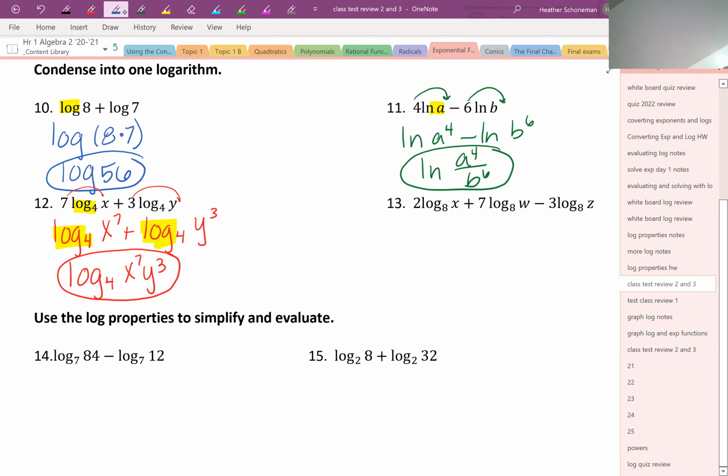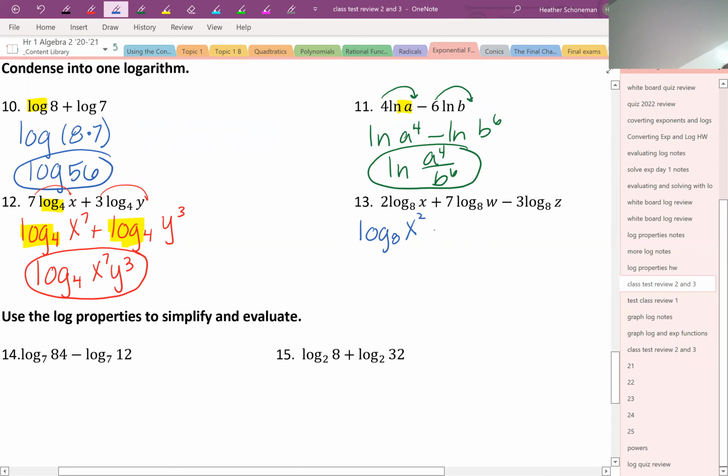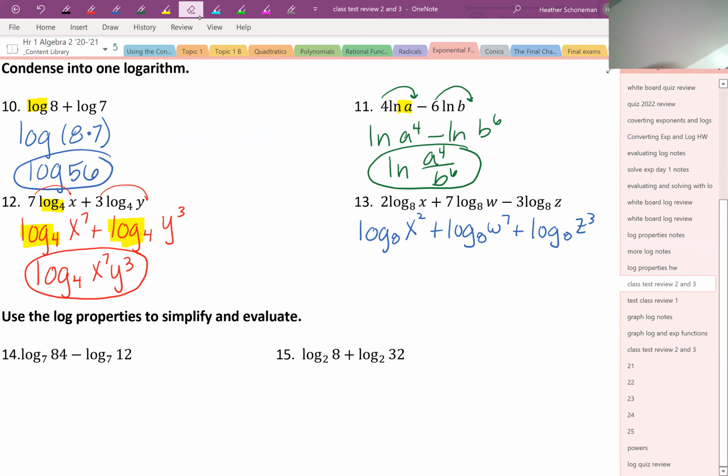All right, one last one in this section. We got a lot going on here, but we can make it work. So first move the exponents. So we have log base 8 x squared plus log base 8 w to the 7th plus log base 8 z cubed. Just kidding, this isn't a plus, this is a minus.